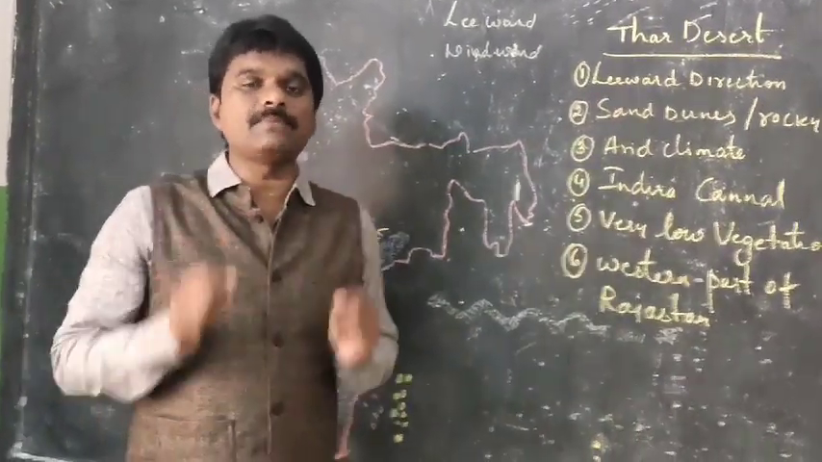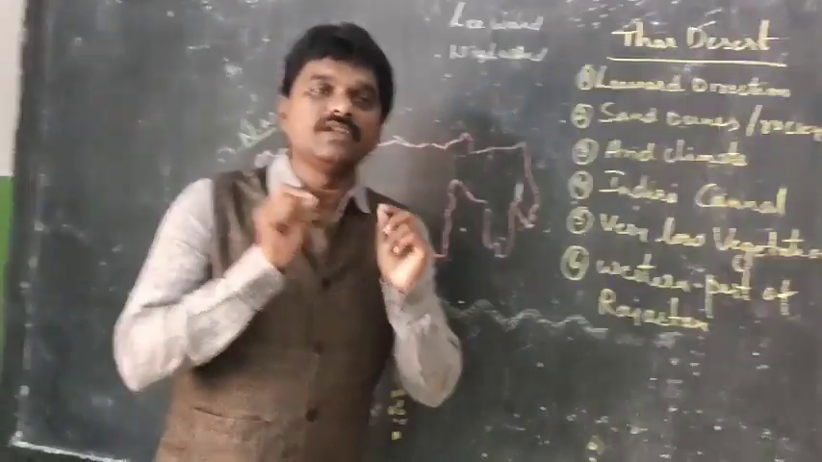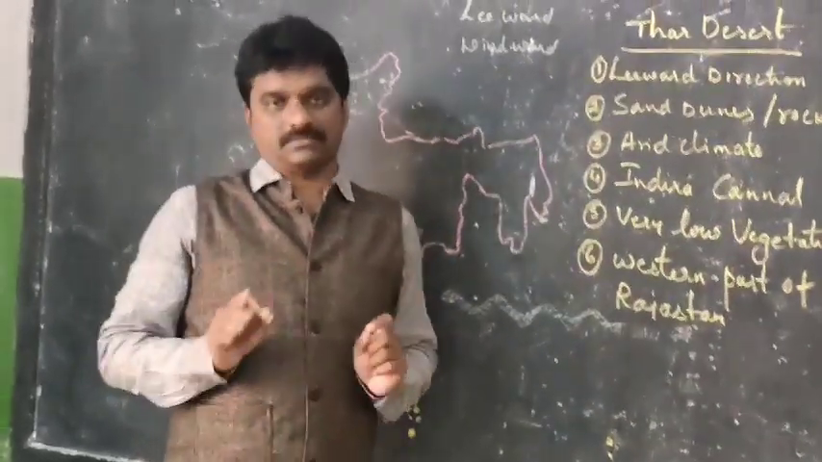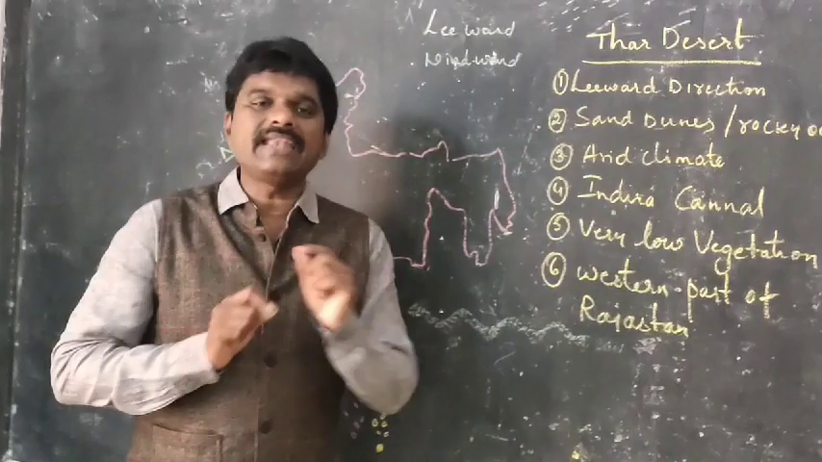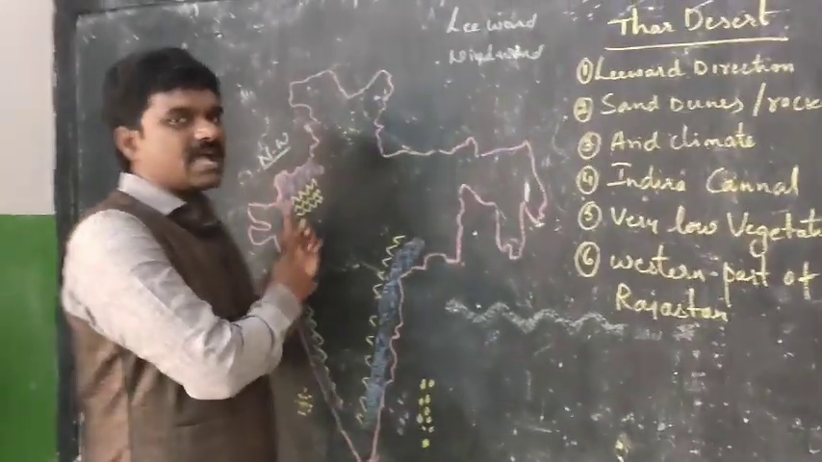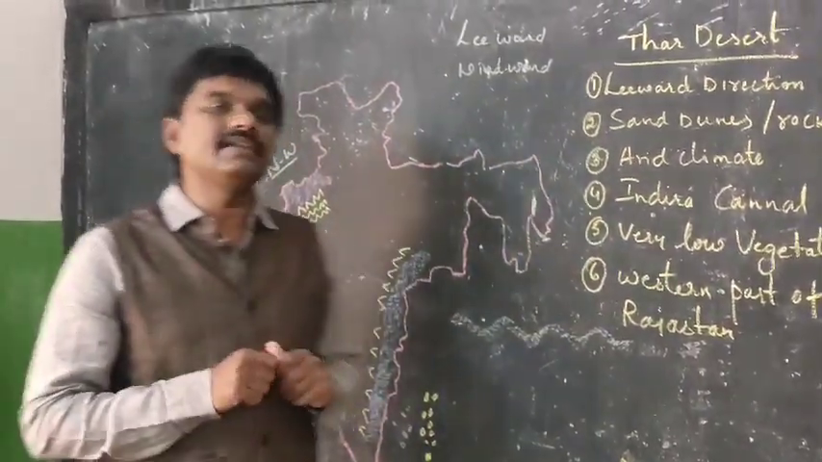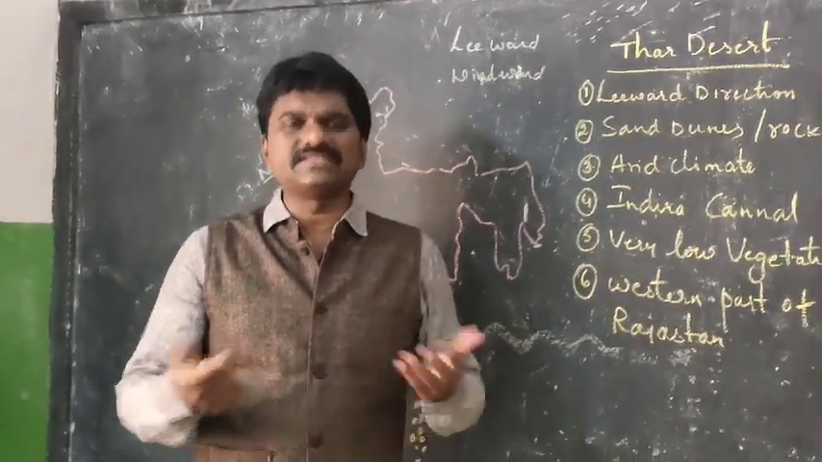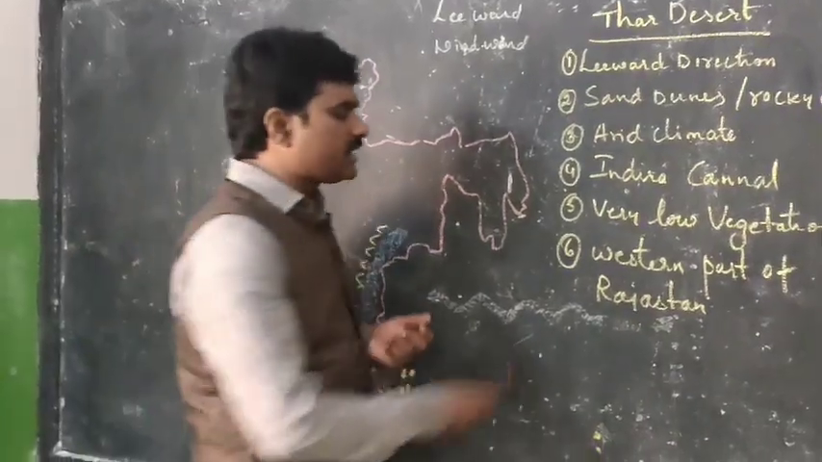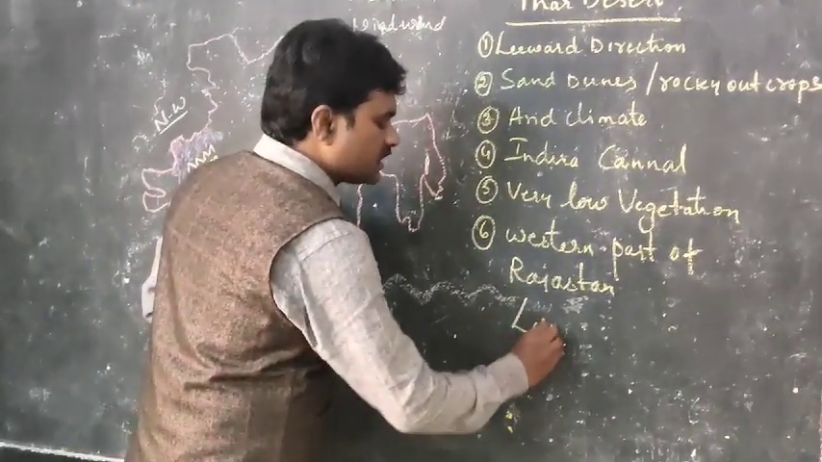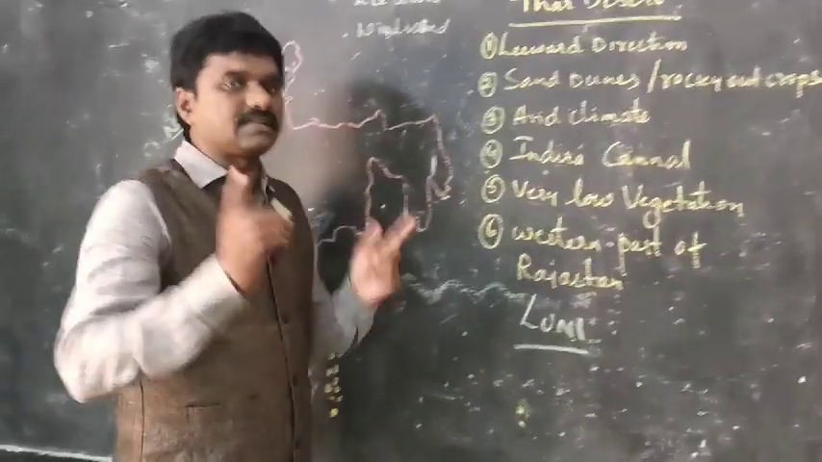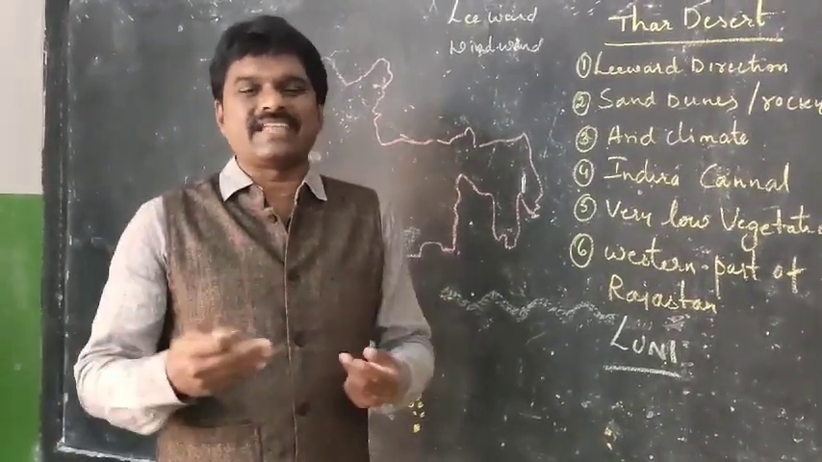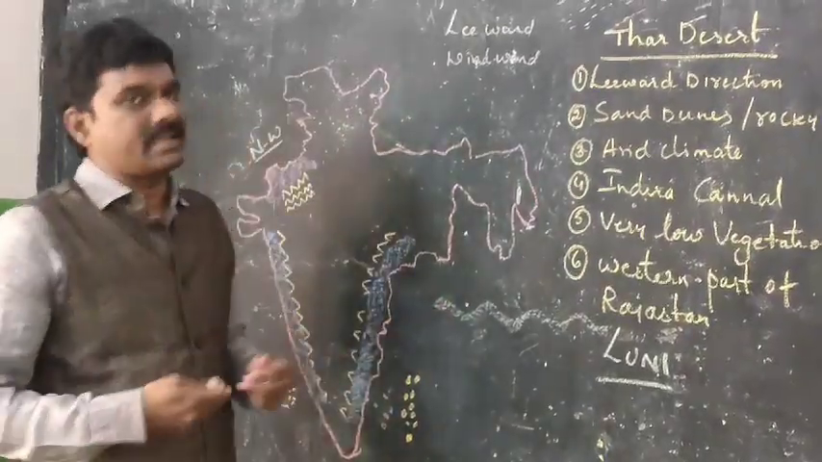Arid climate is a climate where there is no availability of water. Scarcity of water is called an arid type of climate, and the Thar Desert comes under the arid type of climate. So mostly you can't find any rivers in this Thar Desert, but the one and only river you come across is the Luni River. Small streams emerge and they dry up before they join the Arabian Sea.